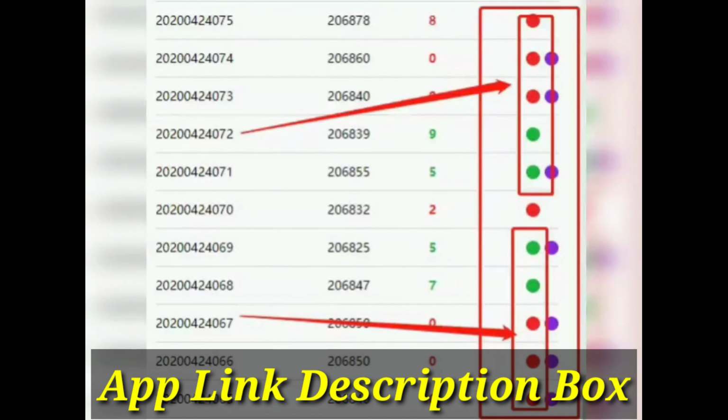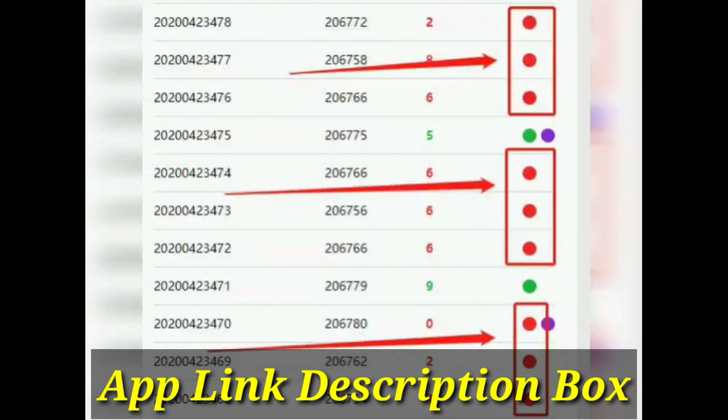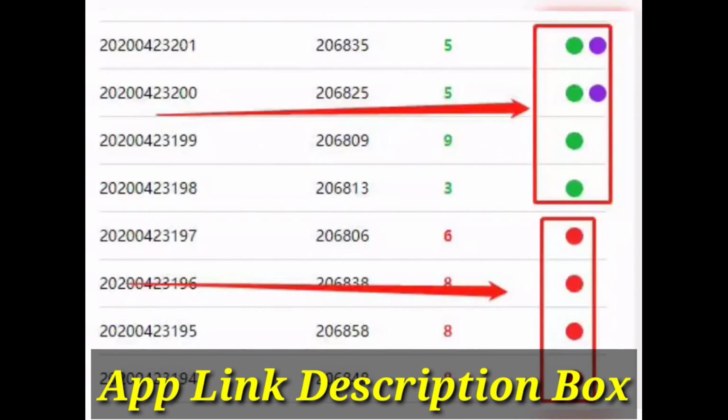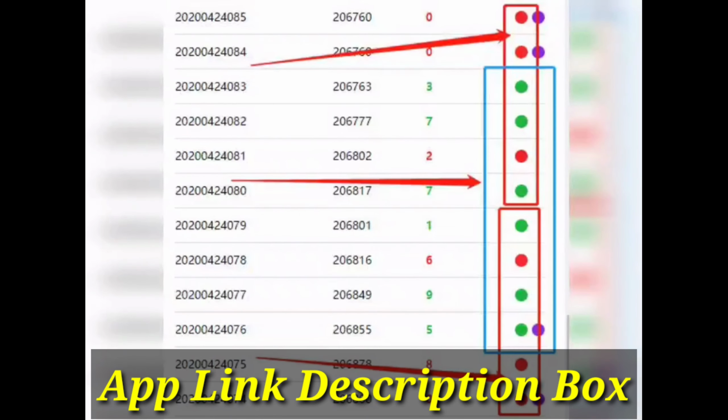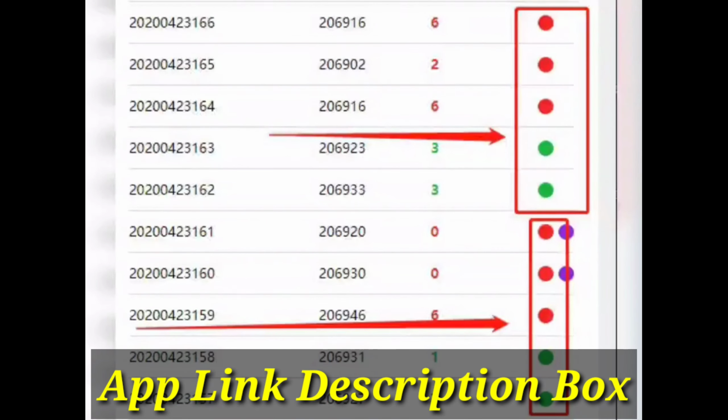Although the trends are ever changing, they are all traceable. You need to pay attention to the analysis from time to time to master all the trends.